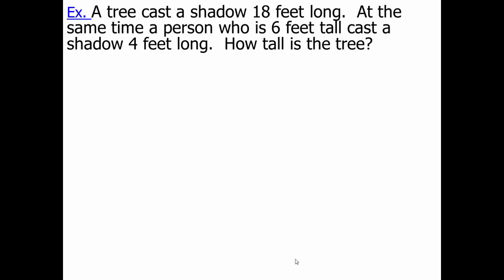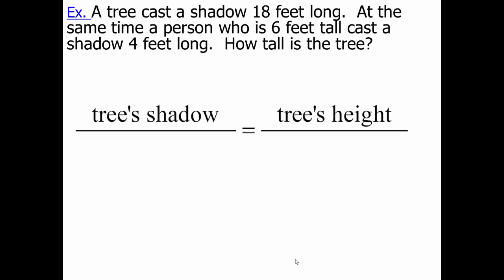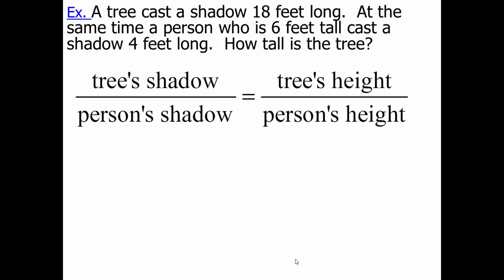Or you can talk about tree height, tree shadow, person shadow. The key is to pick one and be consistent on both sides of your equal sign. So on this one, I'm going to go in this direction. Here's my equation, and now I can cross multiply and solve.